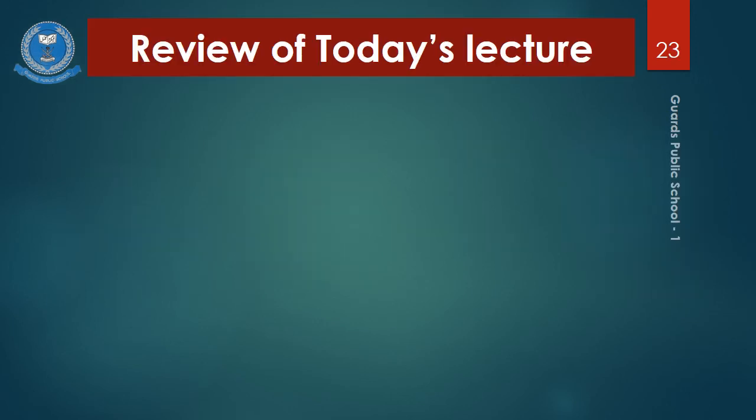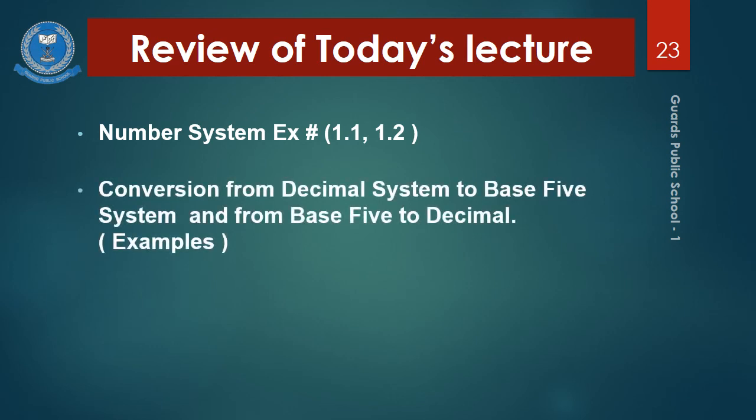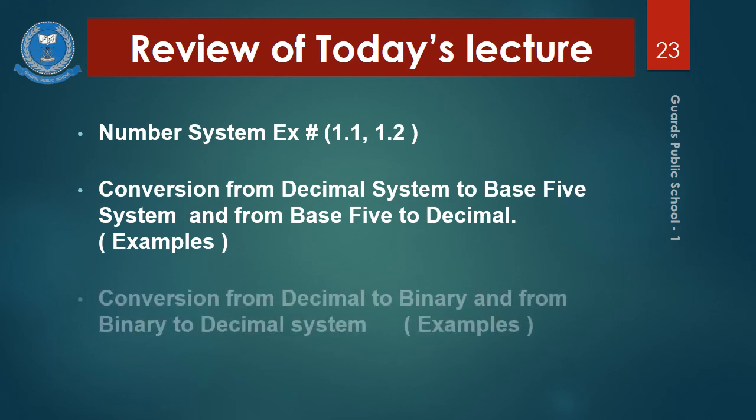Review of today's lecture. In number system, we have covered 2 exercises, 1.1 and 1.2. In exercise number 1.1, conversion from decimal system to base 5 system and from base 5 to decimal. And we have covered this with examples. Next, in exercise number 1.2, we have covered conversion from decimal to binary and from binary to decimal system with examples.